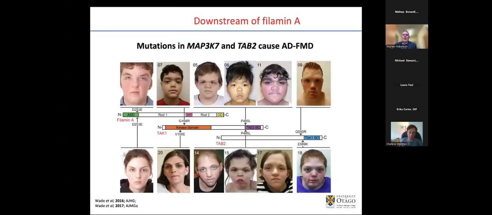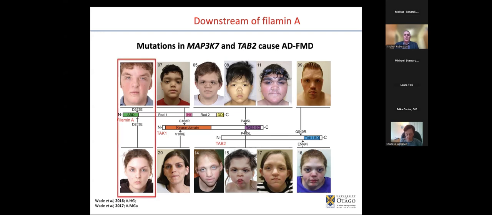Downstream from filamin A, frontometaphyseal dysplasia has another couple of loci which we've implicated in causation of the disorder. So only about 50% of individuals with FMD have a mutation in filamin A. But in this cartoon here in the middle of the slide, I've shown two other players. TAK1, or transforming growth factor beta kinase complex, and its interacting protein TAB2 can also have mutations in it that lead to frontometaphyseal dysplasia phenotypes, which are almost indistinguishable from the filamin A related phenotypes.